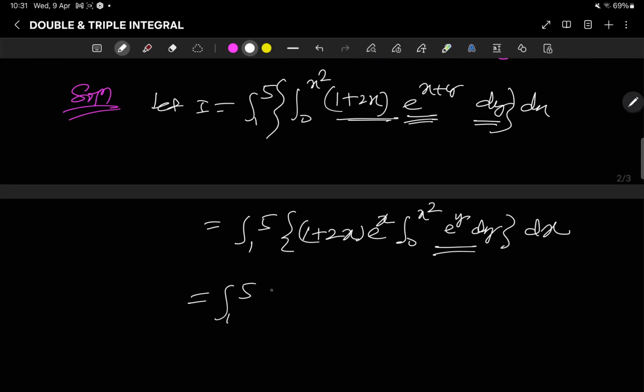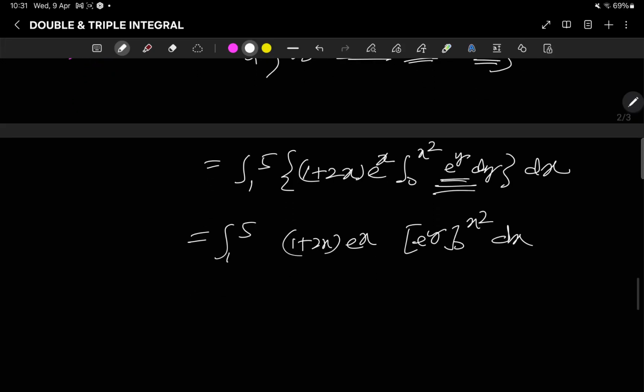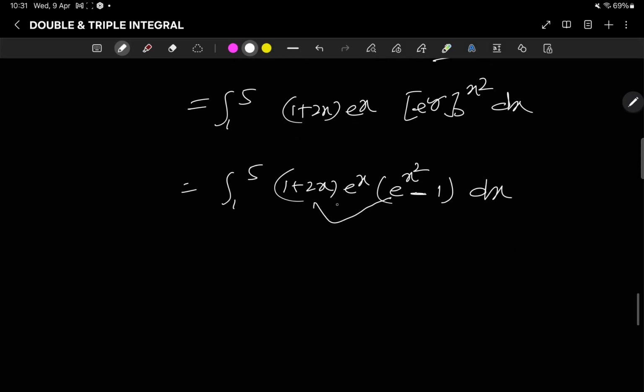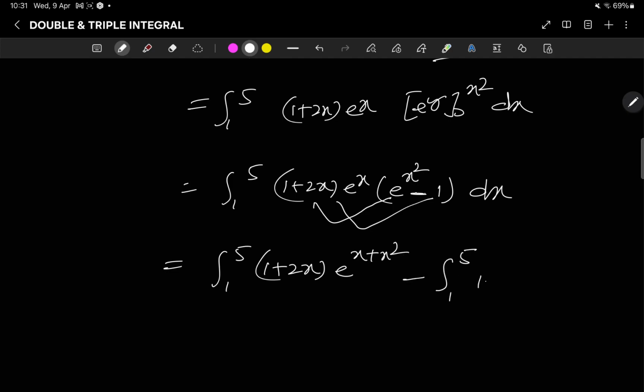Here you just evaluate it. So this is your 1 to 5, (1 plus 2x) e to the power x, it is e to the power y from 0 to x square dx. So now this is equal to 1 to 5, (1 plus 2x) e to the power x, and here e to the power x square minus e to the power 0, which is 1, dx. So multiply this with this and this with this: integral 1 to 5, (1 plus 2x) e to the power x plus x square, minus integral 1 to 5, (1 plus 2x) e to the power x dx.